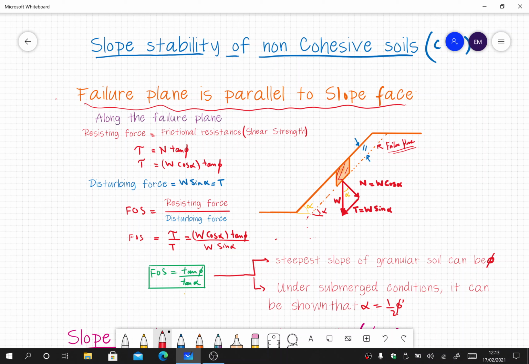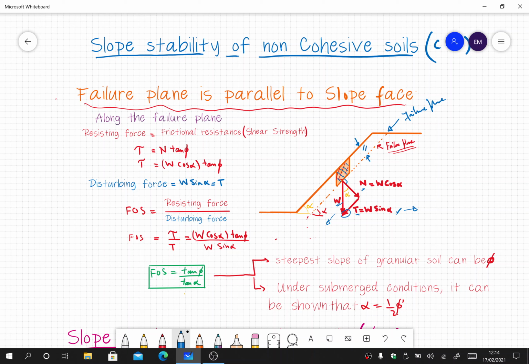This failure plane is indicated by the red dotted line here. If this failure plane and the whole mass above is going to fail, we consider this element here, with weight W and slope angle alpha, so the failure plane angle is also alpha. If we resolve the components of weight perpendicular and parallel to the failure plane, the perpendicular component N is equal to W cos alpha, and the parallel component T is equal to W sin alpha. The direction of T, W sin alpha, is in the direction of failure, so this is the one that is going to cause the failure.